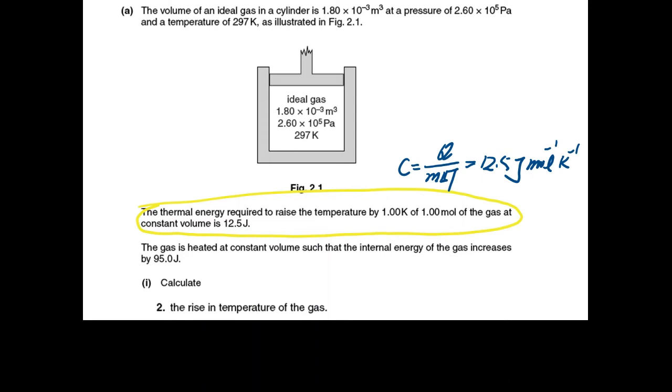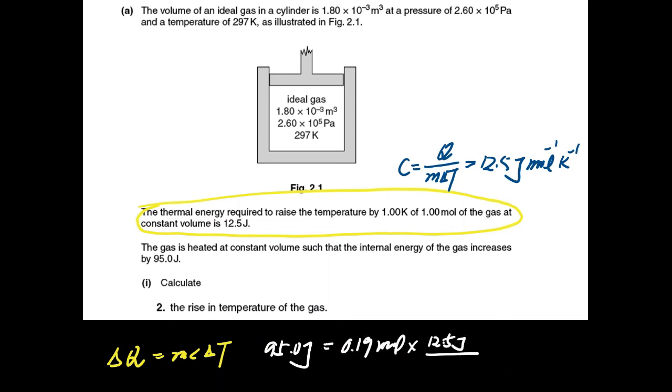And we know the internal energy of the gas increased by 95 joule. That means delta Q equals m c delta T. The delta Q is the internal energy increase of the gas, which is 95, equals 0.19 mole times 12.5 joule per mole per Kelvin times the change in temperature in Kelvin. So the moles cancel out and we get a change in temperature of 40 Kelvin.